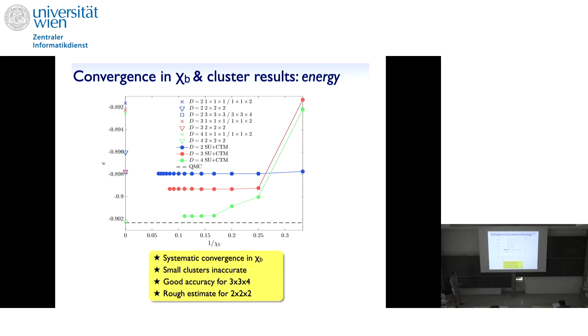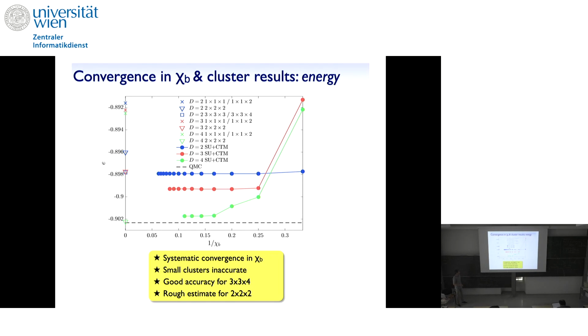Here I show you the convergence as a function of chi-b, that's the bond dimension of the boundary iPEPS. And also here it converges quite rapidly. So for D equals 2, we essentially are converged for bond dimension 4. For D equals 3, we need maybe 5, and here we need around 6 as a bond dimension of the boundary PEPU.